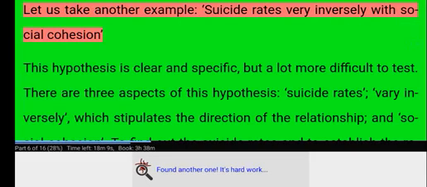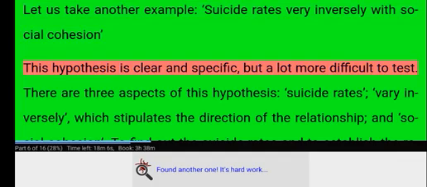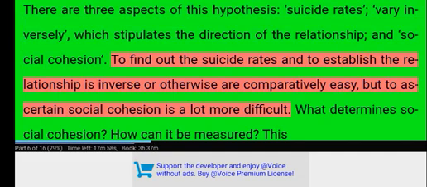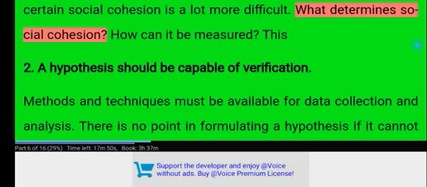Let us take another example. Suicide rates vary inversely with social cohesion. This hypothesis is clear and specific, but a lot more difficult to test. There are three aspects of this hypothesis: suicide rates, vary inversely, which stipulates the direction of the relationship, and social cohesion. To find out the suicide rates and to establish whether a relationship is inverse or otherwise are comparatively easy, but to ascertain social cohesion is a lot more difficult. What determines social cohesion? How can it be measured?